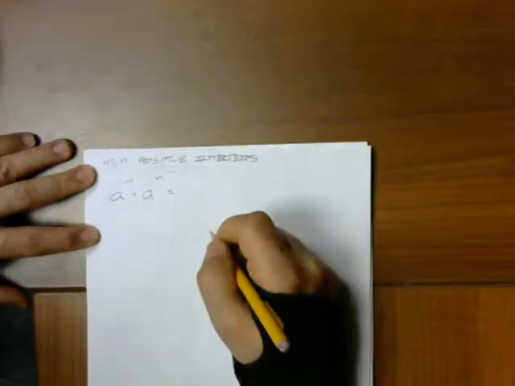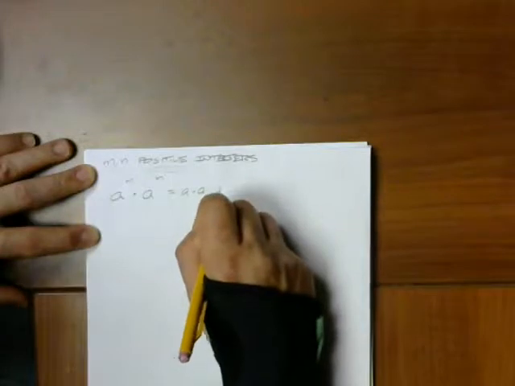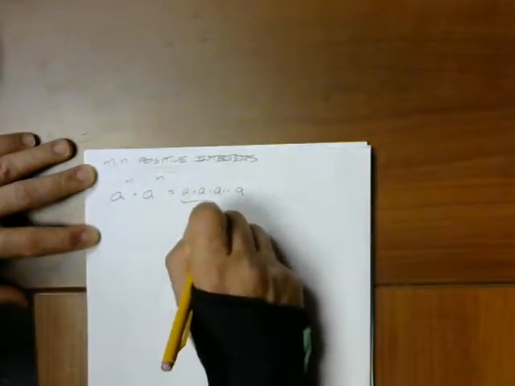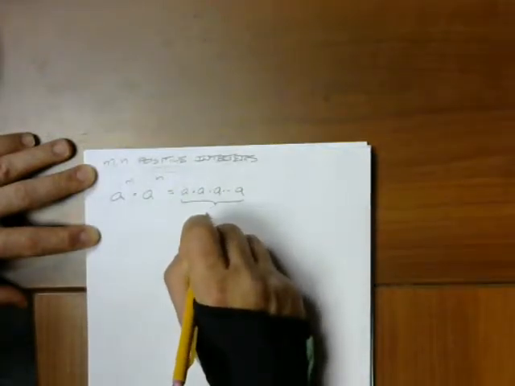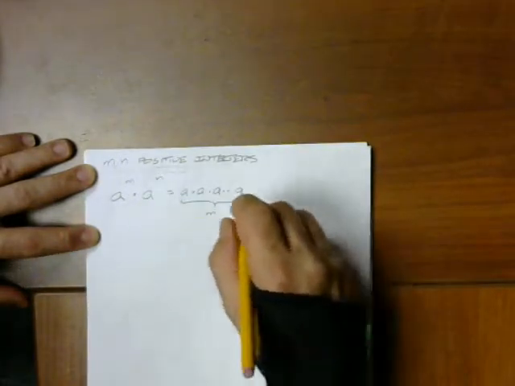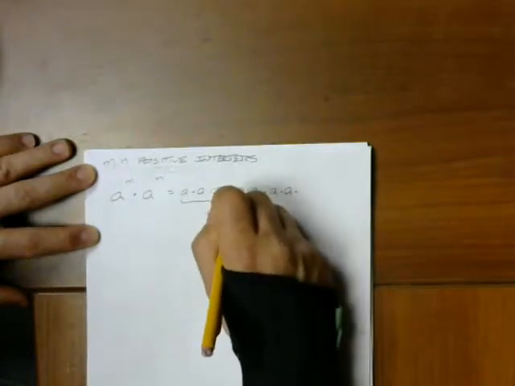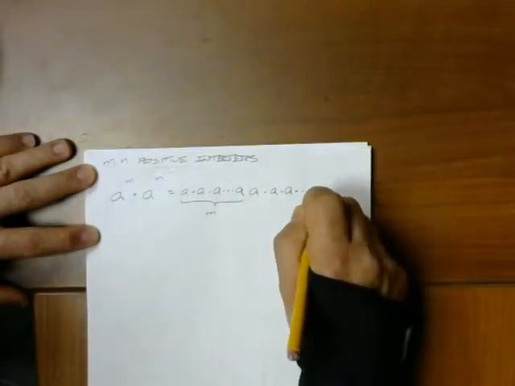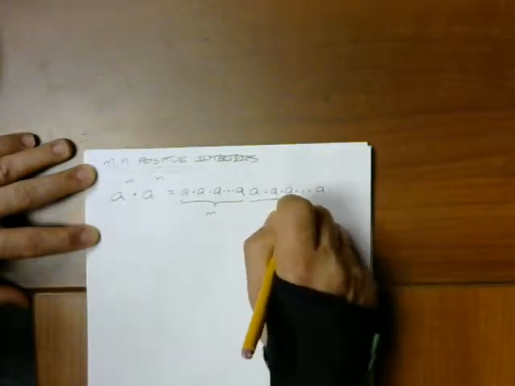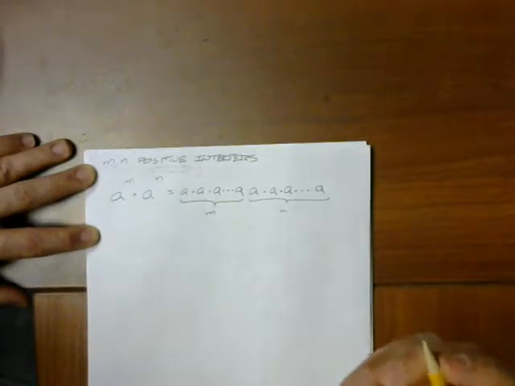A to the m means what? Well, a to the m means a times a times a whole bunch of a's together. How many a's in total? M a's. Now, a to the n means a times a times a times a whole bunch of times. How many times? N times.